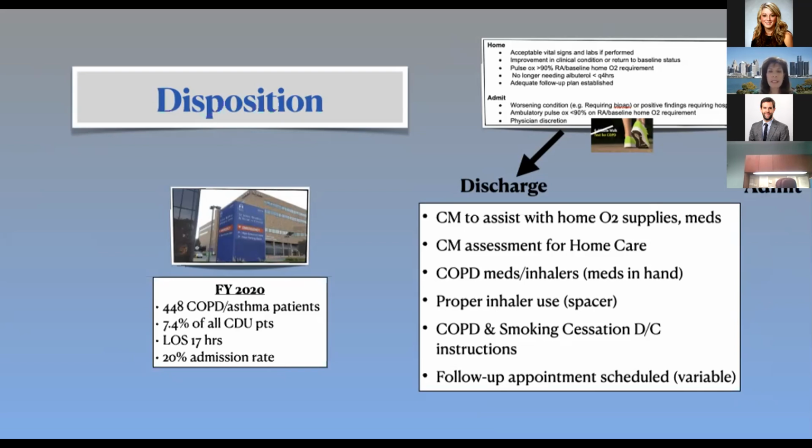And if they don't have a PCP, then we assign them one of our physicians. The respiratory therapist does work with them to ensure that they get proper inhaler use or spacer need. And then everyone goes home with COPD instructions and smoking cessation if that's appropriate. I again want to highlight the fact that we do an ambulatory pulse ox before we assign a final disposition. Again, this is going to give us a good idea as to whether patients are going to fly well when they go home, or if they are going to need a little bit more time or even admission.